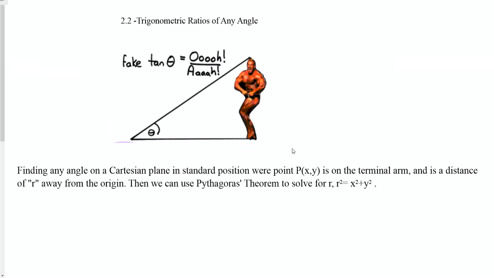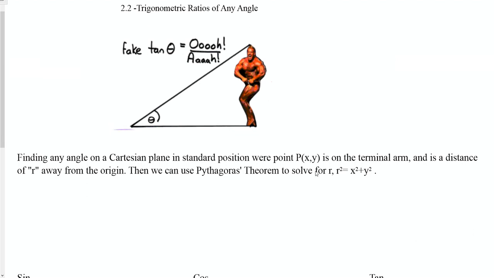Alright guys, today we're going to start section 2.2 here in Pre-Calc 20. What we're going to be doing is looking at trigonometric ratios of any angle, okay? So what we'll be determining is the sine, cosine, and tangent of not every angle, but of certain angles that we already know how to work with to solve for something within a Cartesian plane, okay?